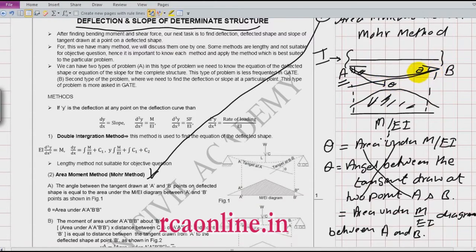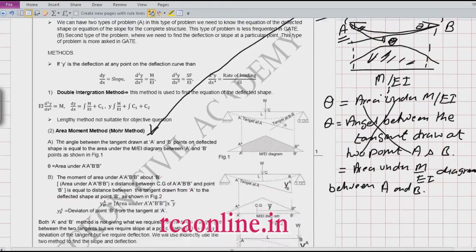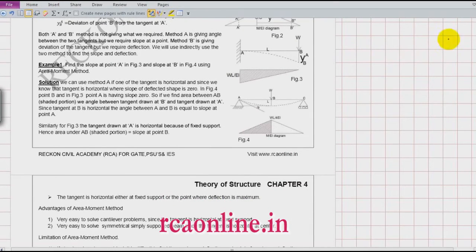Is it okay? When the tangent at B is horizontal, then this angle theta will become the slope of the tangent at A. I will explain it again. Just see what I am doing.